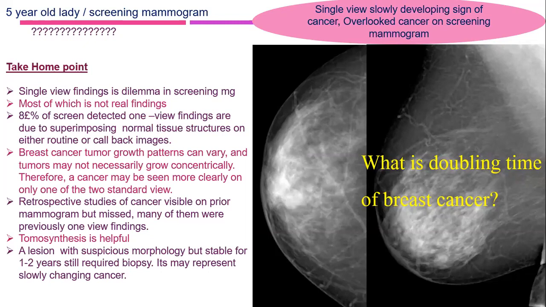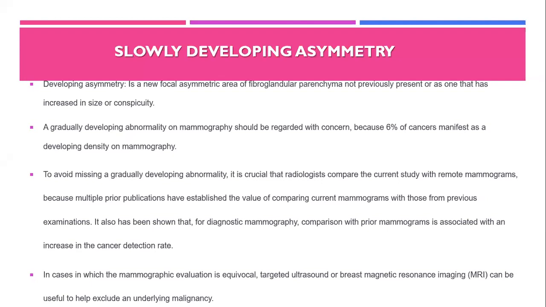Excellent, well done, Abir. Yes, you are right. It is from 44 to 869 days, which corresponds to 5 years. Up to 5 years, you might find cancer slowly growing. Okay, you can read it.